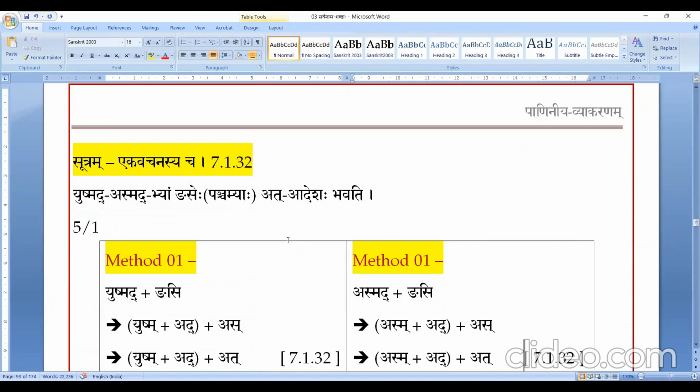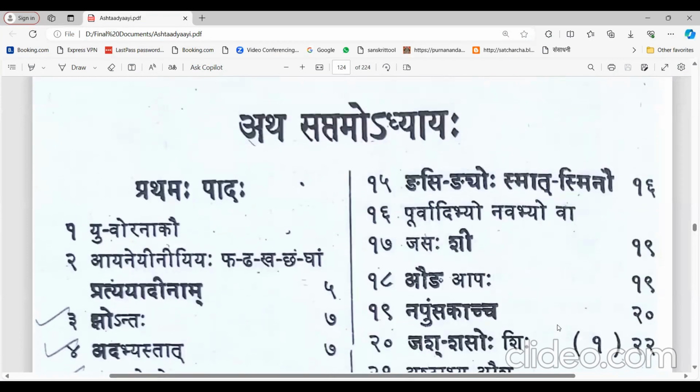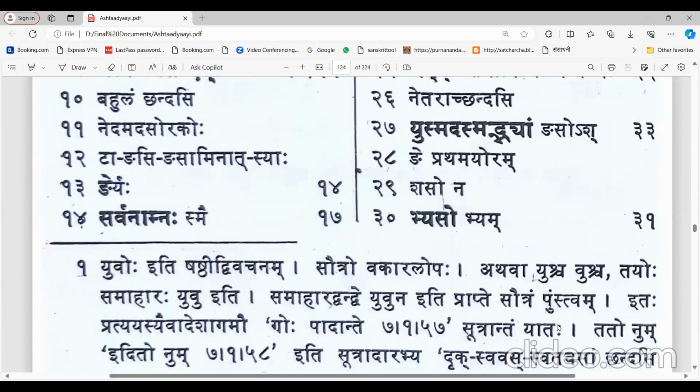Next one, Ekavachanasya Cha. That is 7132. Please see the Sutra Prata, 7132 Sutra. So Yushmadasmadbhyam. So the change is happening, the following Adesha. This is a place where you see the Adesha. Adesha in the place of Vibhakti Pratyaya. So Anadesha Vibhakti Pratyaya Adhikara is there. Here, Vibhakti Pratyaya is getting Adesha, which you see in 7127 onwards.